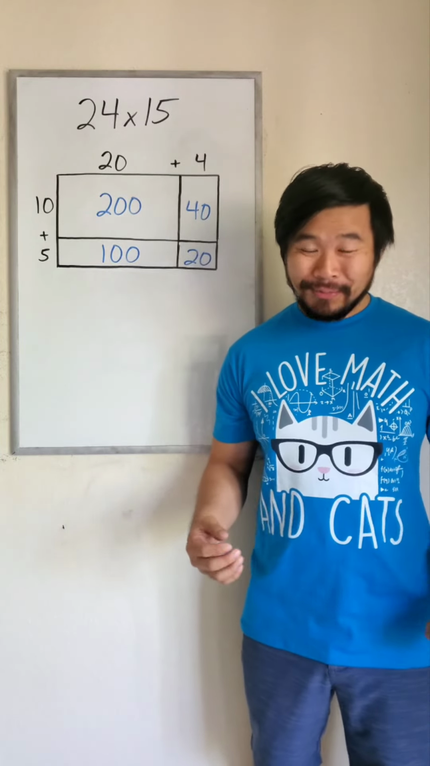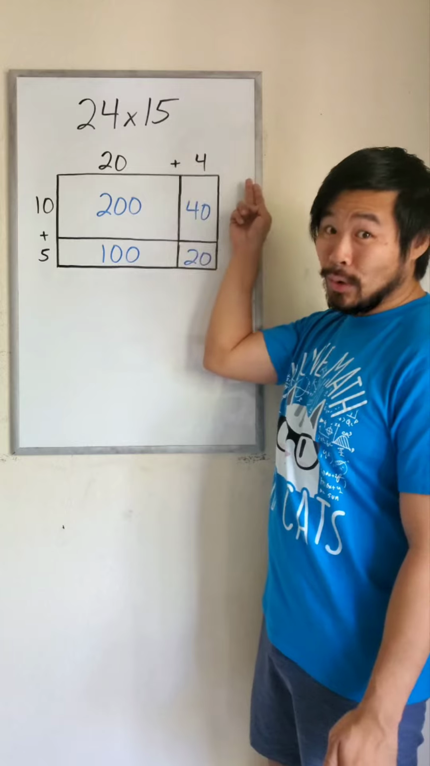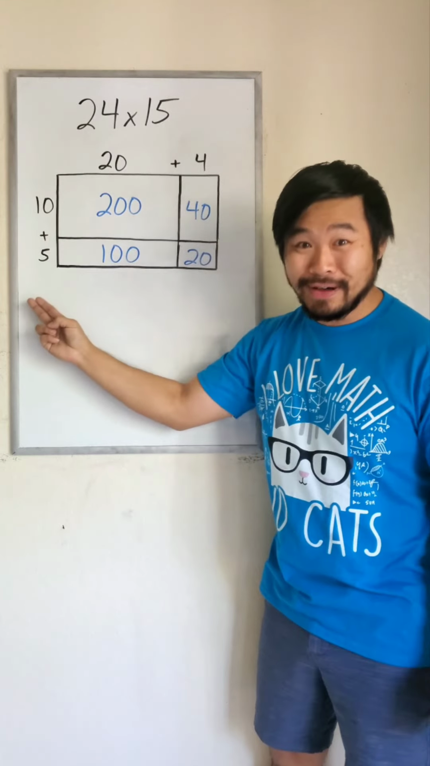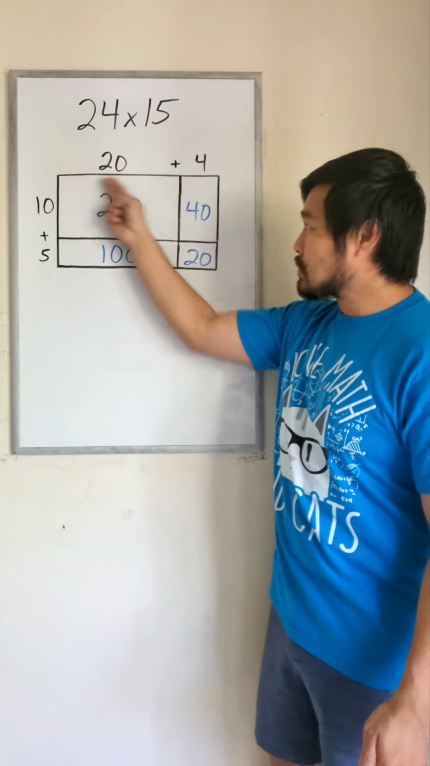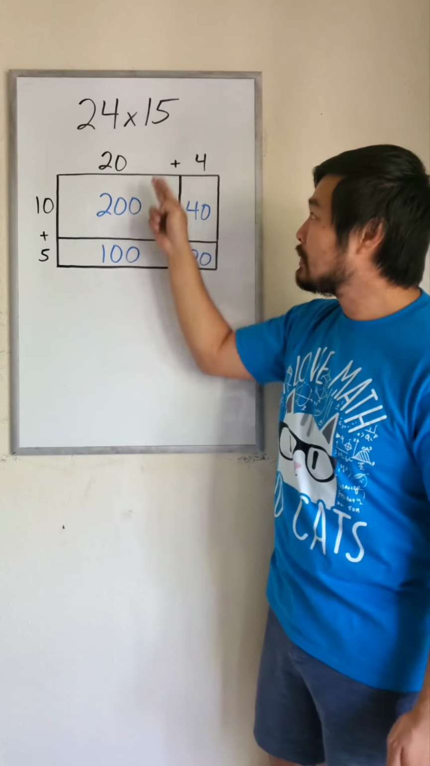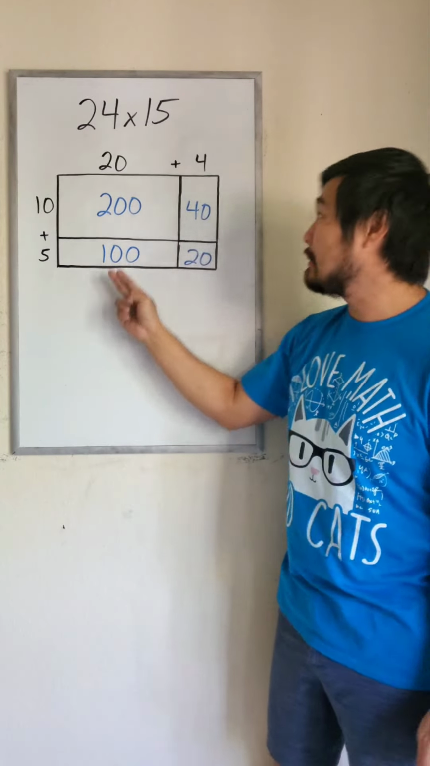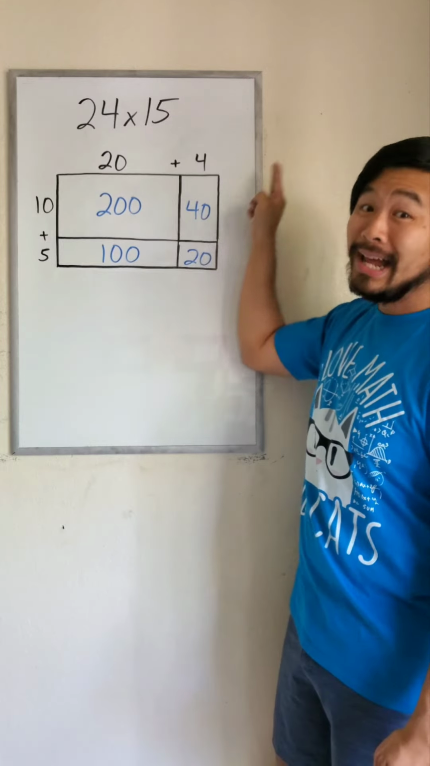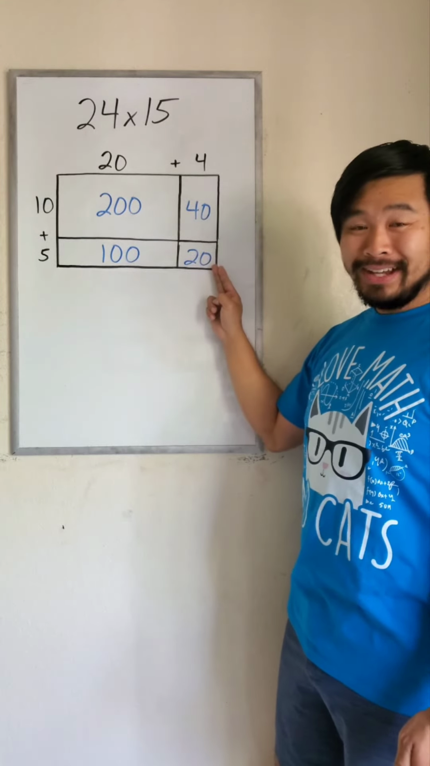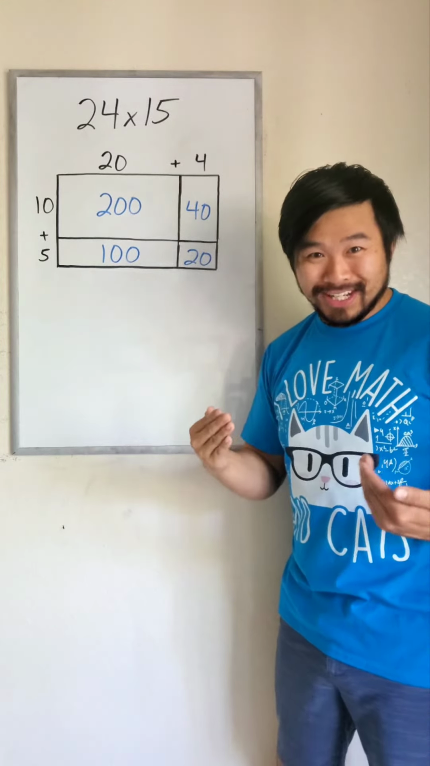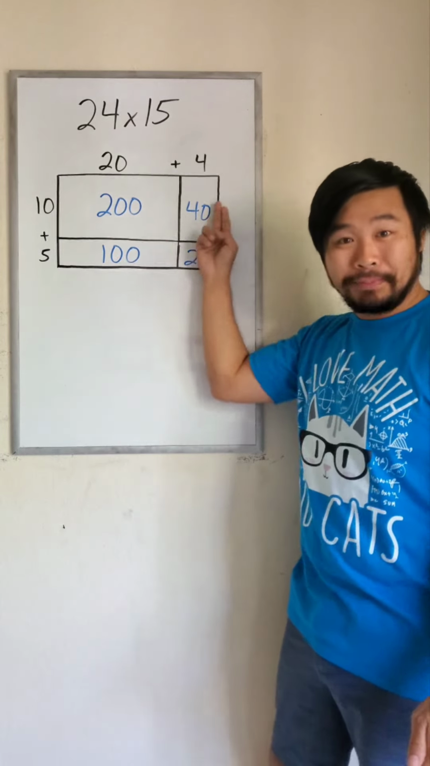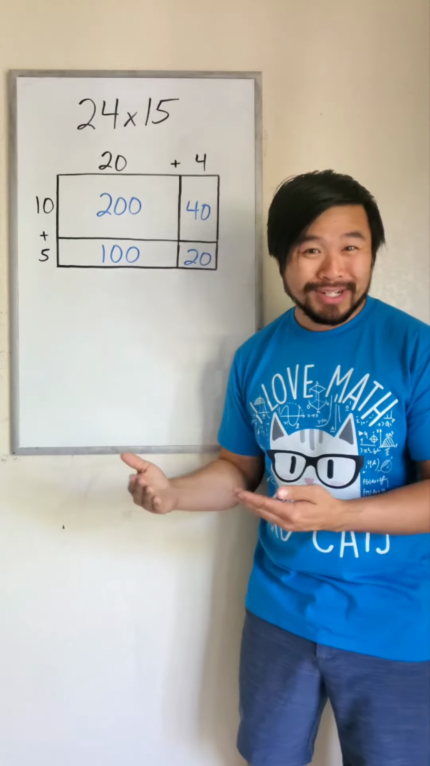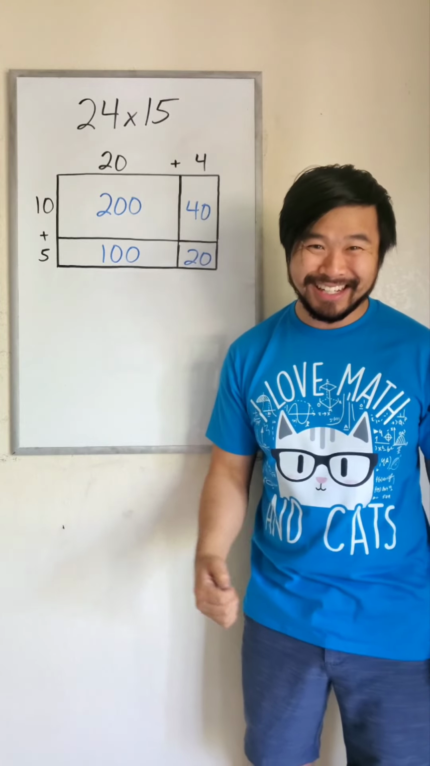So for example, we could break 24 into 20 plus 4, and 15 as 10 plus 5. And then we calculate the area of each of these rectangles. So we have 20 times 10, which is 200, 20 times 5, which is 100, 4 times 10, which is 40, and 4 times 5, which is 20. And to calculate what 24 times 15 is, we would just add all of these areas together. We have 300 plus 60, so 24 times 15 is 360.